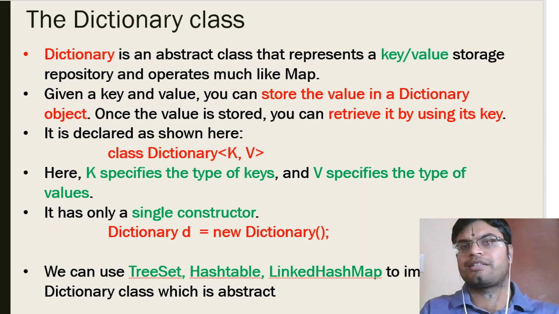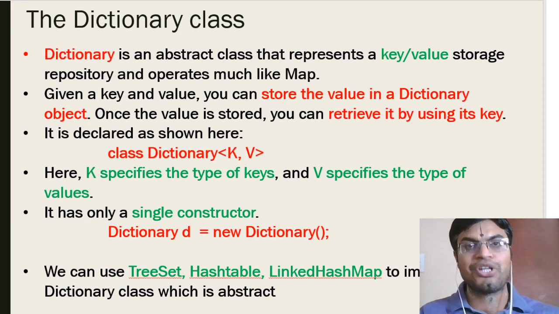But the underlying data structure that we will be using is your tree maps, hash tables or linked hash maps to implement the dictionary, because Dictionary itself is not a concrete class, it's an abstract class, guys. That is the reason the underlying data structure we can use is tree maps, hash tables or linked hash maps. In this video I will show you an example using a hash table. You already know what dictionaries are, so we will see how it is used in Java.